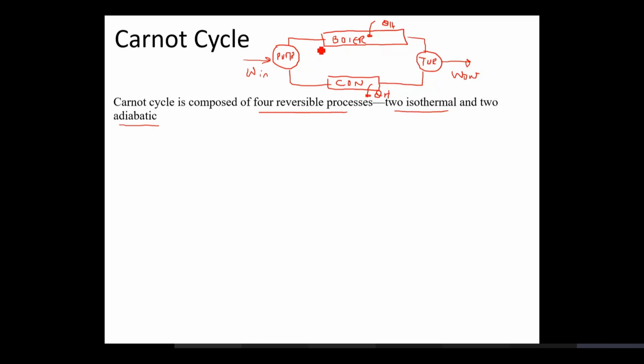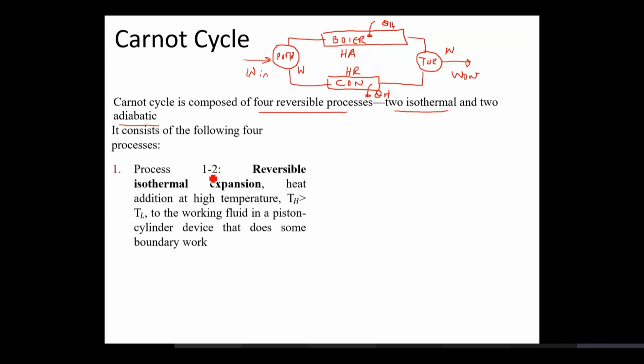Essentially, there are four processes: a boiler process, which is the heat addition process, a turbine process, which is the work out process, a condenser process, which is the heat rejection process, and a pump, which is the work input process. Now, if I try to have these processes in order to develop a cycle, it says that the Carnot cycle again consists of four processes.